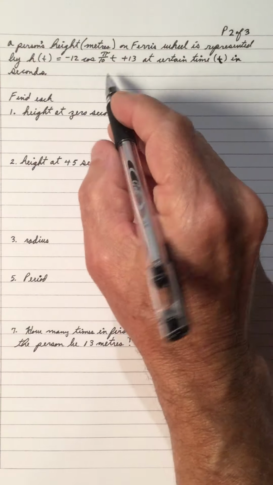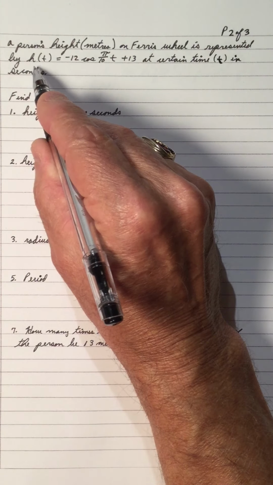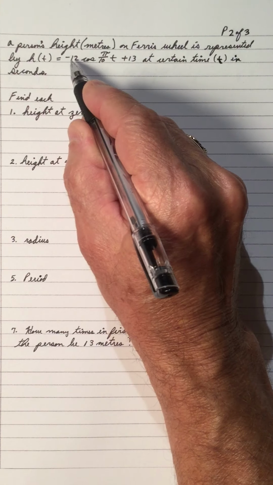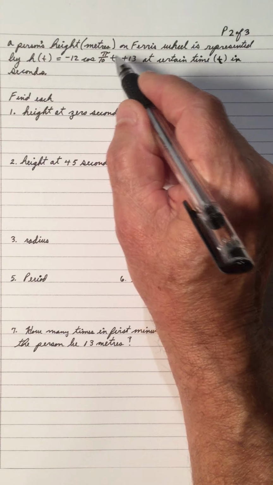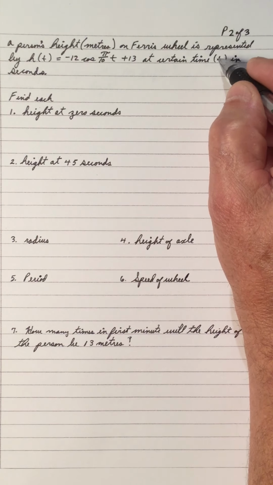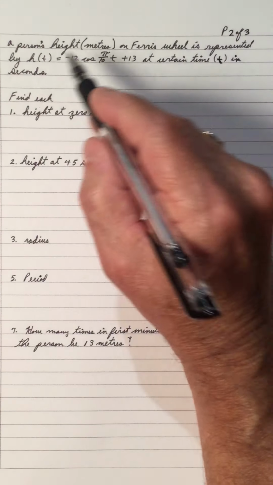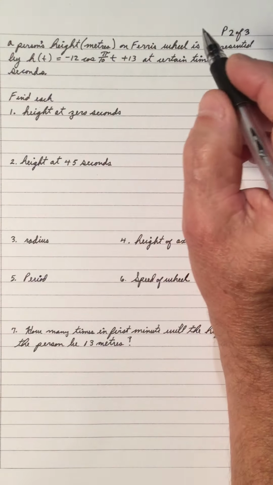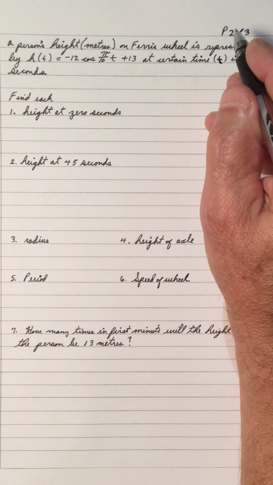A person's height in meters on a Ferris wheel is represented by H of T equals negative 12 cos pi over 10 times T plus 13, at a certain height at a certain time T in seconds. So H is height and T is time. It says find each in relation to this equation.